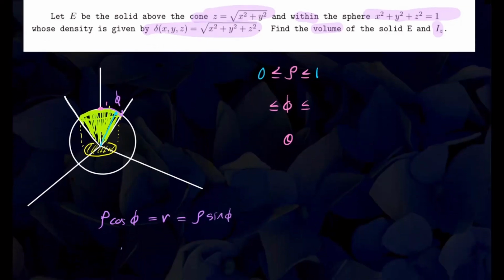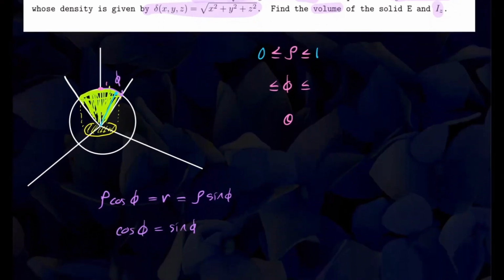So then the rho will cancel out. You will have cosine phi is equal to sine phi. And the only way this equation is true is when phi is actually pi over 4. So we know that from trigonometry. So phi is going to go from 0 to pi over 4.